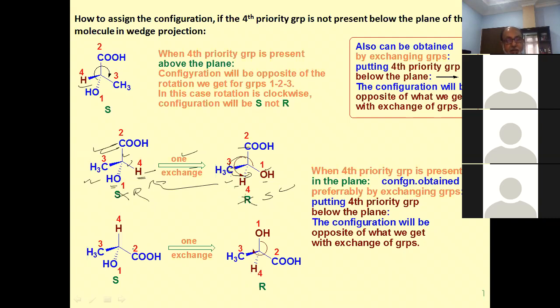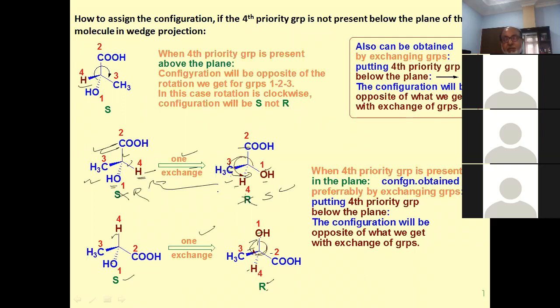So here also it is the same thing. We exchange with this one. So OH comes here, H goes there. So what is it? 1, 2, 3. This is clockwise. That means this is R. If this is R, that means the actual one must be S, because we made one exchange. Already we know one exchange means opposite.